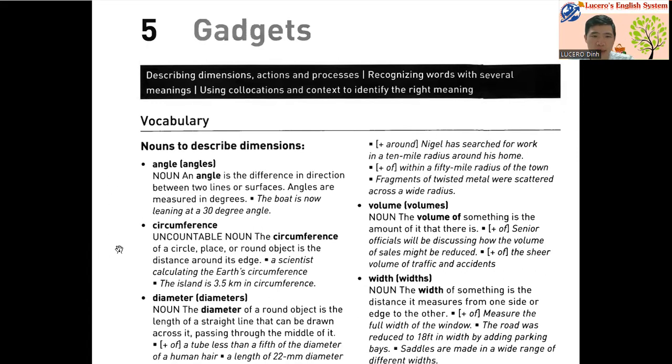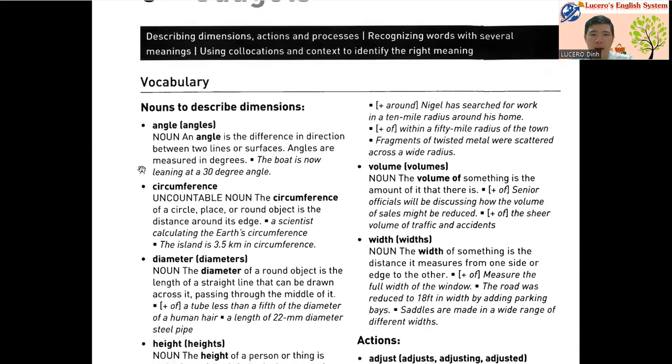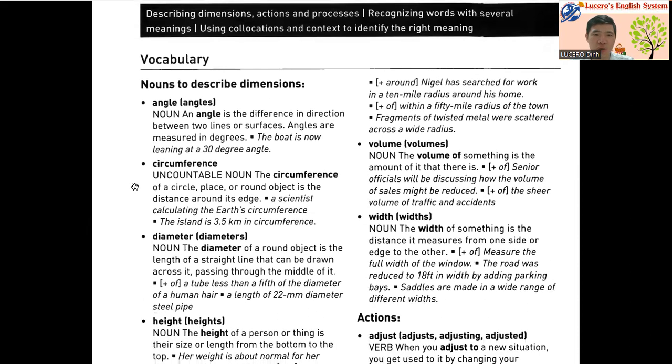The first part is vocabulary, nouns that describe a dimension. Number one, angle. Is that angel or angle? Angle. I will check it later. An angle is a difference in direction between two lines or surfaces. Angles are measured in degrees. The boat is now leaning at a 33-degree angle.